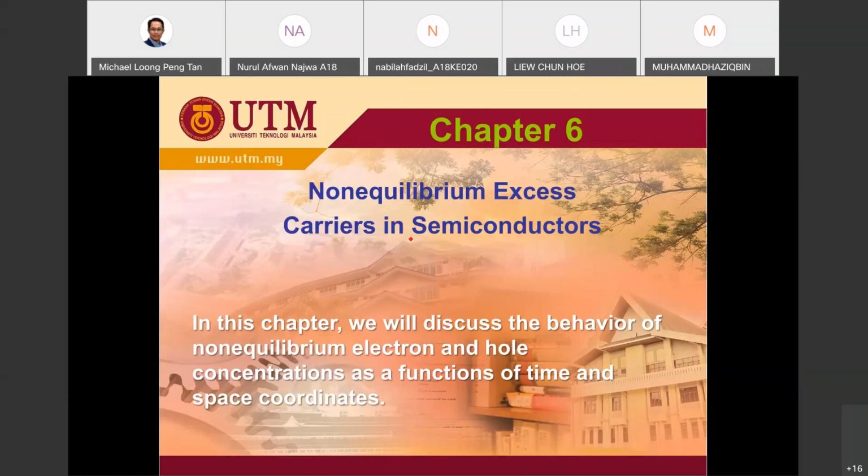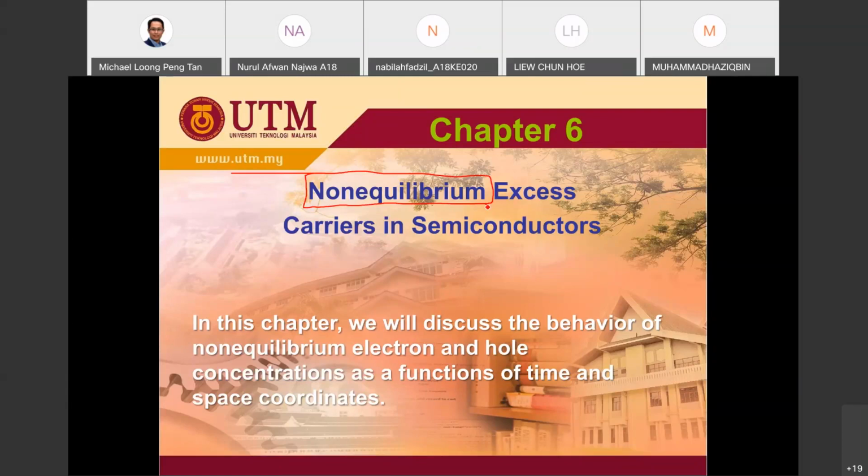So if you look at the title here, it is non-equilibrium. In chapter 4 you learned about equilibrium, which is where you get the n0 and p0, and then you go to compensated. But here is non-equilibrium, which means that it is not in equilibrium state anymore. You apply something like heat or electricity, there is a movement. So non-equilibrium will happen. And in this state of non-equilibrium, you will create additional carriers.